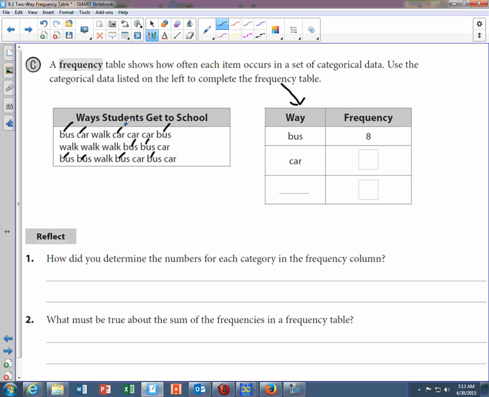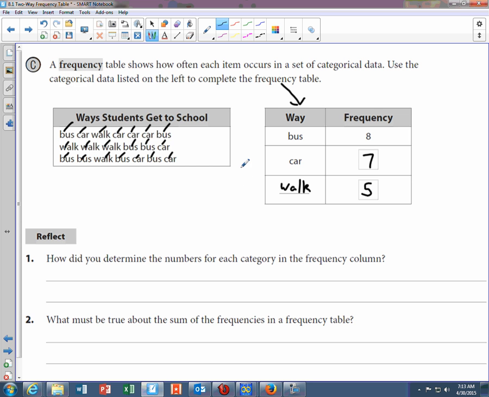1, 2, 3, 4, 5, 6, 7. Okay? Why don't you fill out the last row and make sure you write in this word what goes here. Okay, so what word goes here? The word is walk. And how many walkers are there? 1, 2, 3, 4, 5.